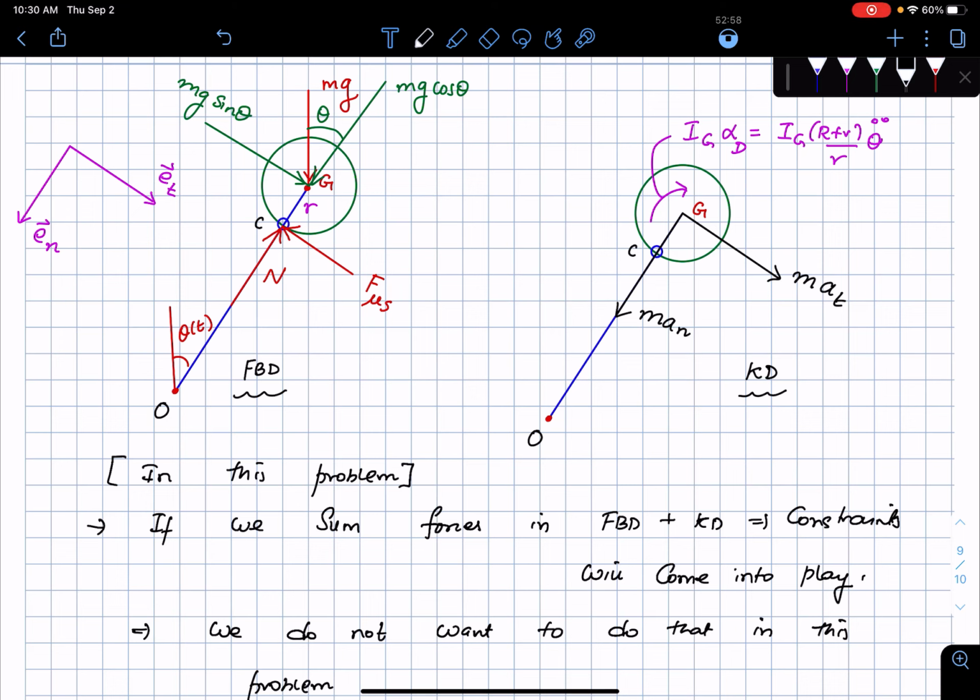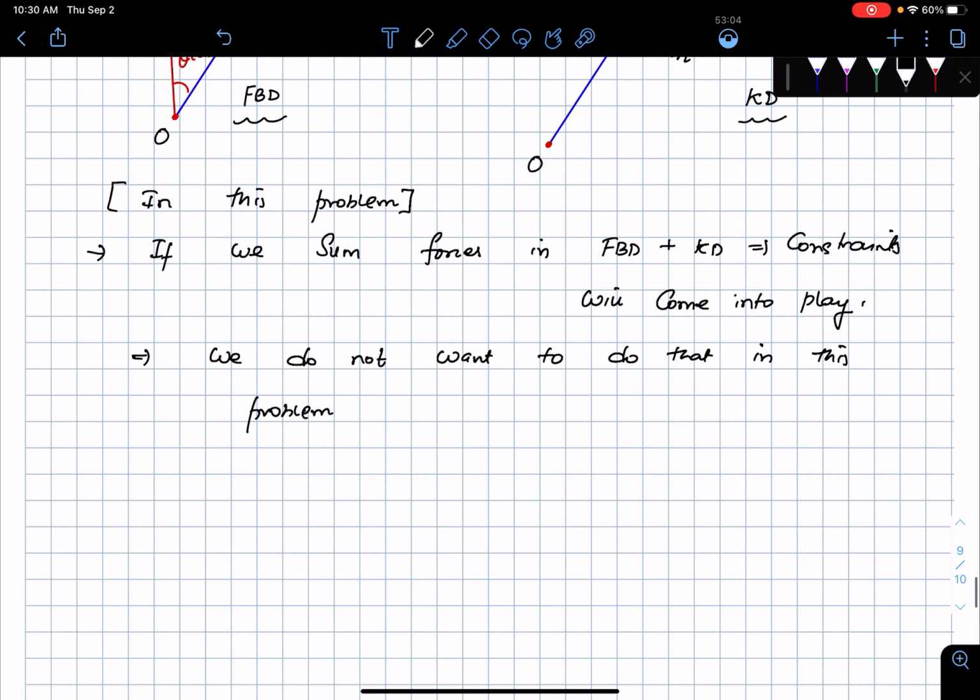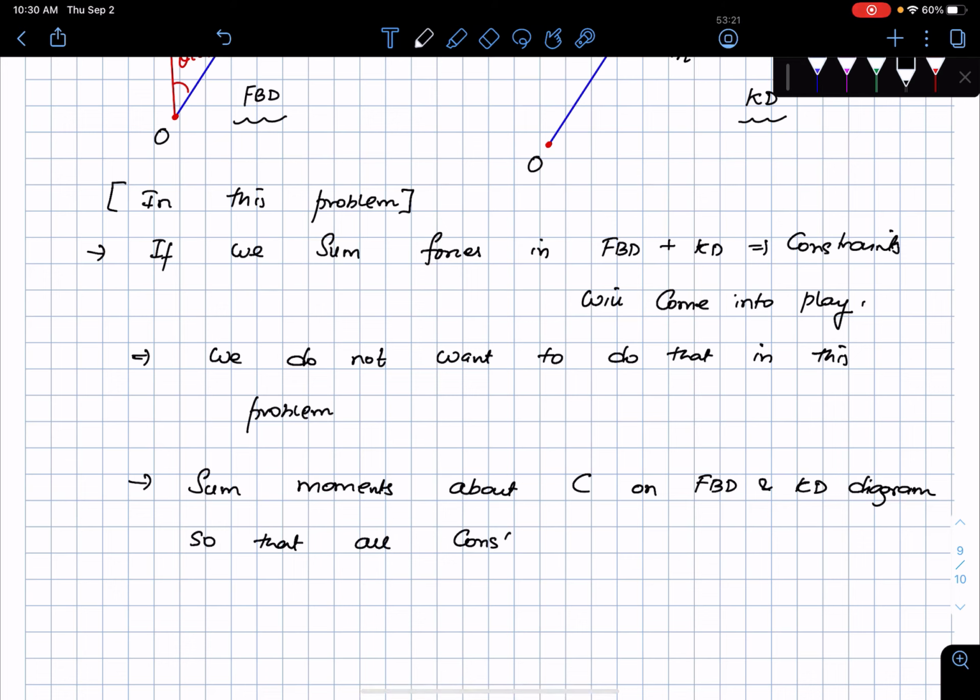Which point do I sum moments about? I'll sum moments about the contact point, because if I do that, then I get rid of all the constraints. Okay, so I'll sum moments about C on the free body and the kinetic diagram, so that all the constraints, which is the static friction force and the normal force, do not come into play.